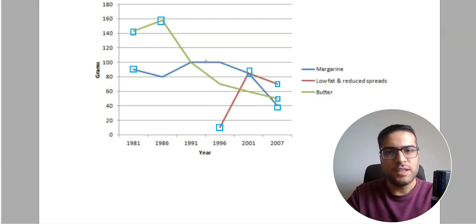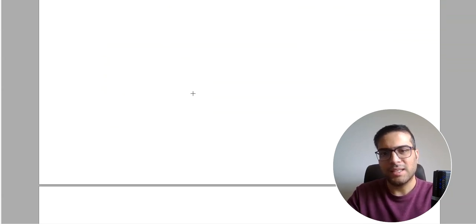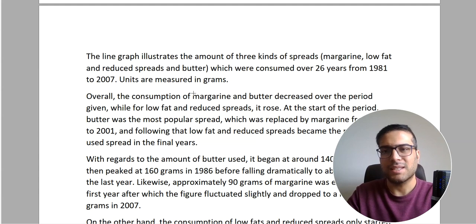So obviously some figures like this are not key features. They can be ignored. We should be able to pick up the main features. Now let's have a look at the sample answer written by Liz, and I also share the sample answer in the caption, and I will share the link of her website.